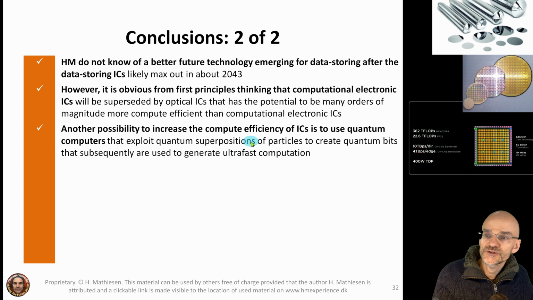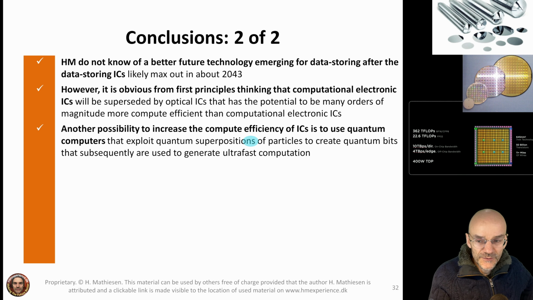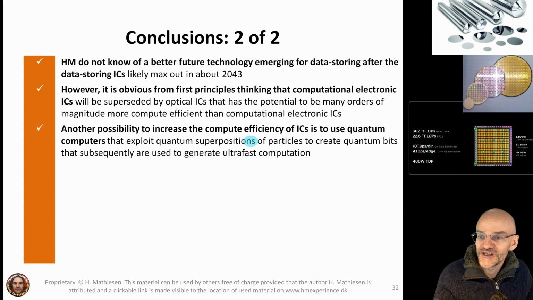And then there's, of course, some people who have been following this presentation through to the end here who would have thought, why doesn't he talk about quantum computers? Because people are talking about quantum computers, and I'll mention it here in my conclusion. Well, quantum computers are a possibility to create ultra-fast computers that exploit quantum superpositions of particles to create quantum bits that can have states of 0, 1, or something in between. And that's a quantum bit, and they use that to generate ultra-fast computation.